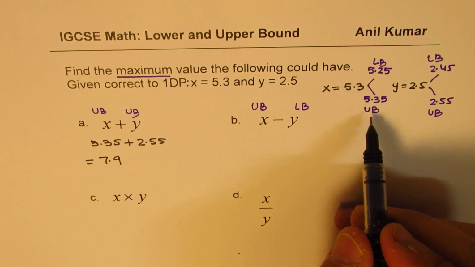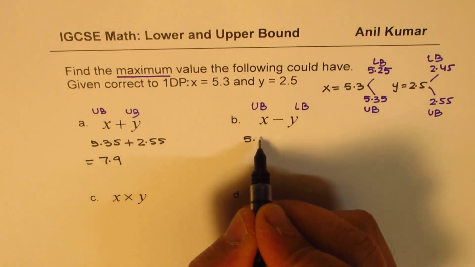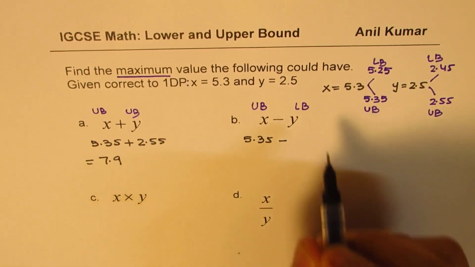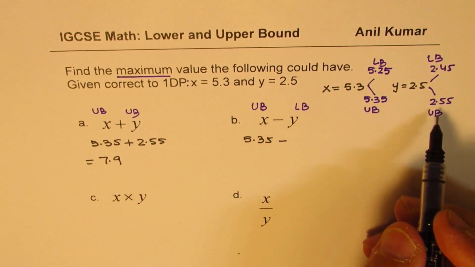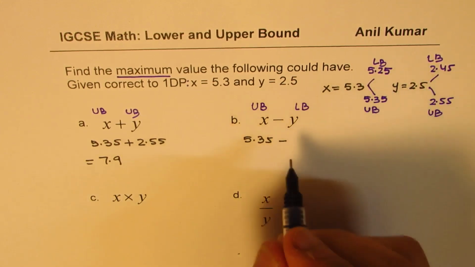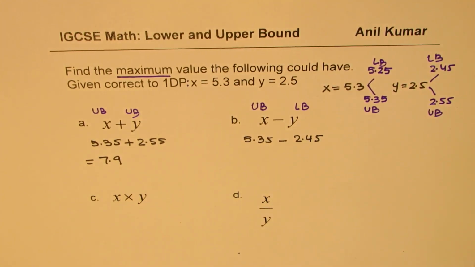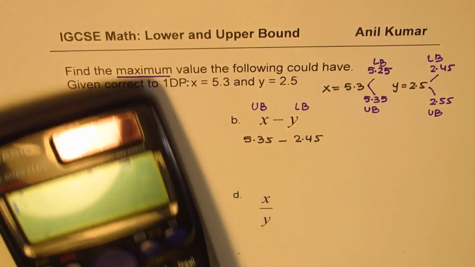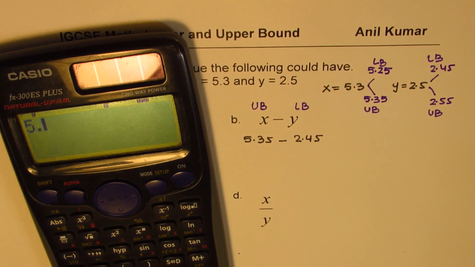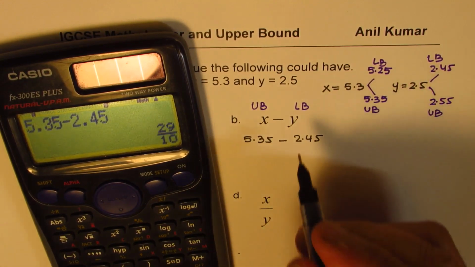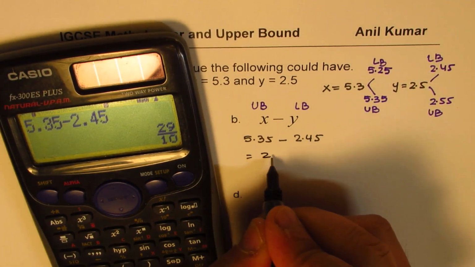So here, for x, it is 5.35 and we'll take away the lower bound value, which is 2.45, correct? That is going to give me the maximum of the difference, right? So it is 5.35 take away 2.45, and that gives you 2.9 as the value.